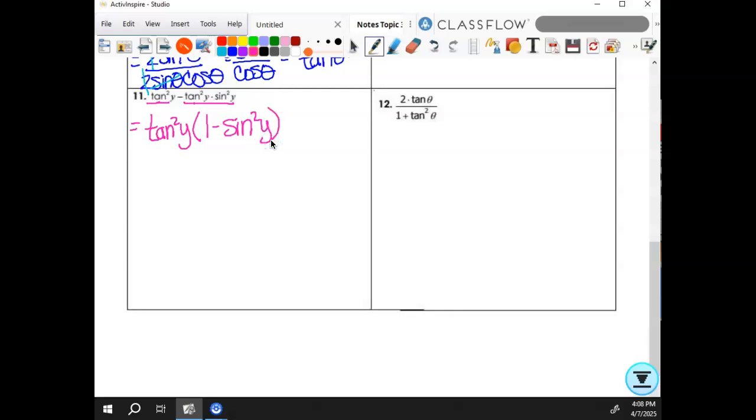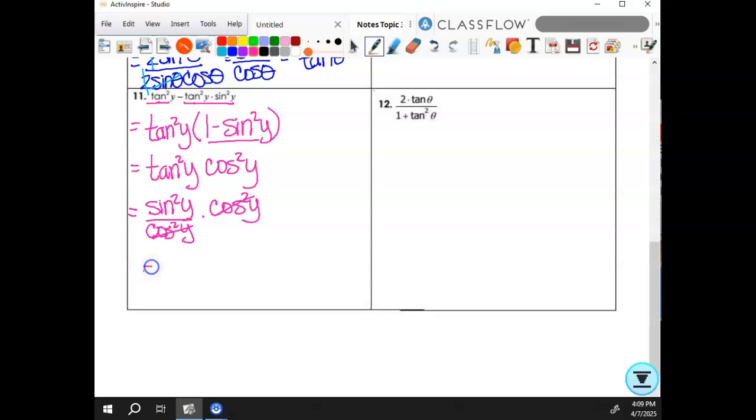All right. And then I know that this 1 minus sine squared is cosine squared. So this is tangent squared y times cosine squared y. And then I can write tangent as the quotient. I know tangent is sine over cosine, squared. And I'm going to multiply that by cosine squared. Then I can cancel those out. Leaves me with sine squared y. And I'm done.